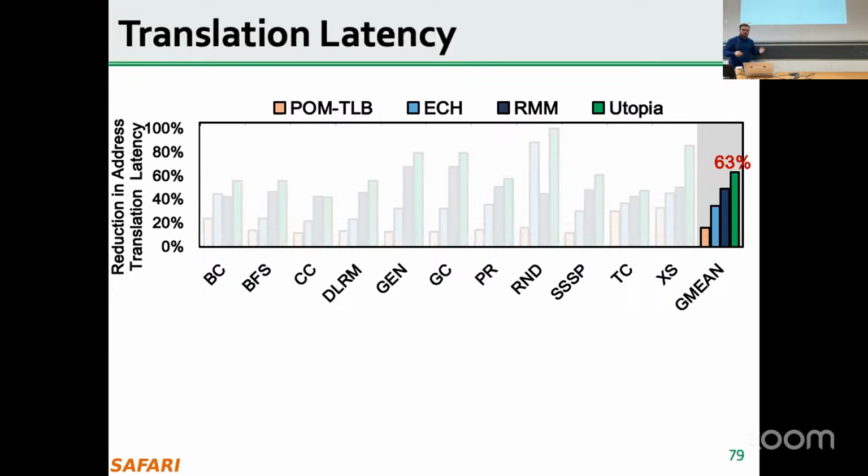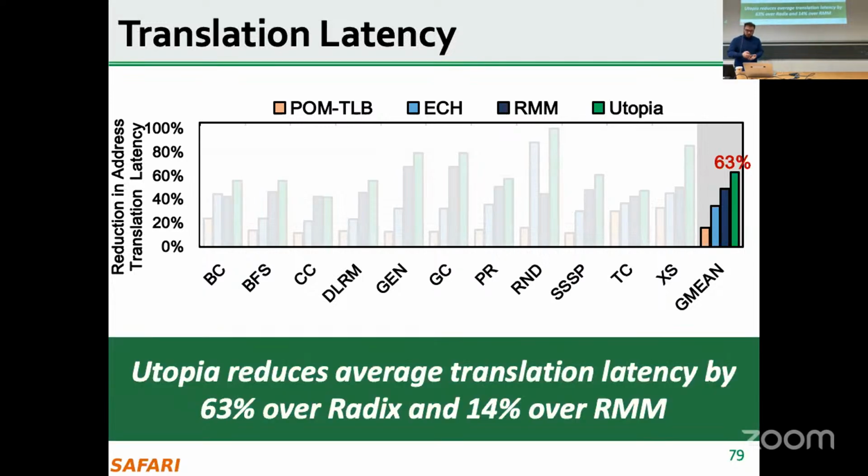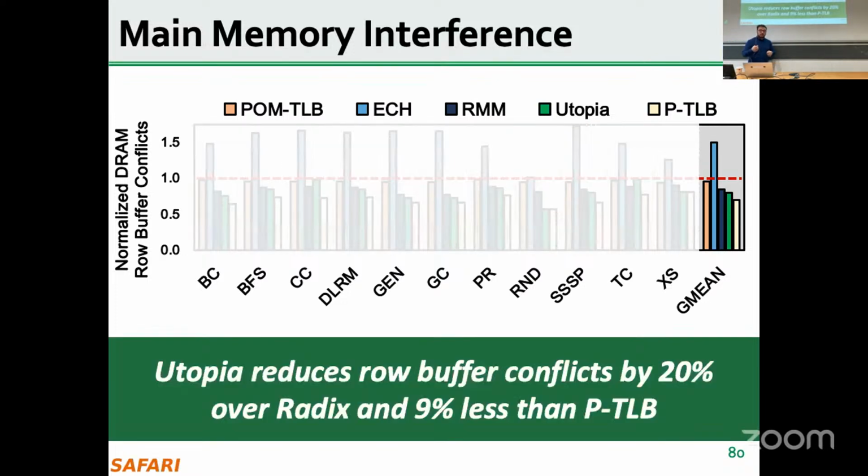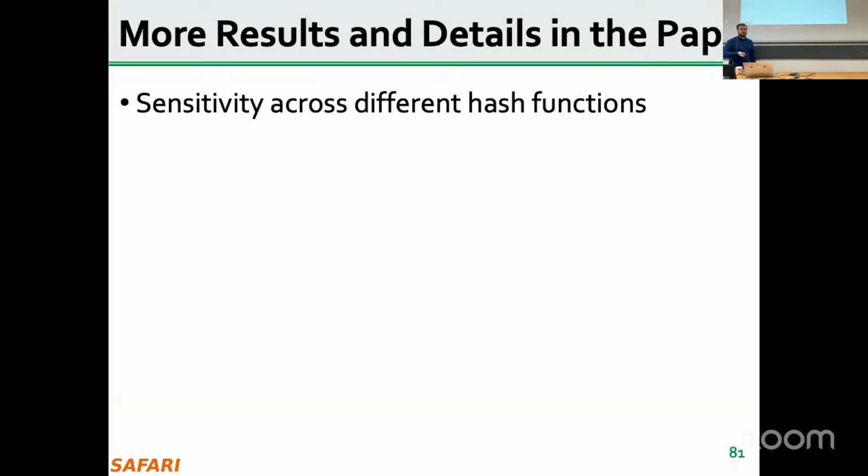Where does this performance speedup come from? From reducing translation latency. Utopia reduces the average translation latency by 63% over radix and 14% over the redundant memory mapping scheme. And what about the memory interference that I talked about in the beginning? In the y-axis, we show the normalized DRAM row buffer conflicts of the baseline system compared to all the schemes. And we demonstrate that with Utopia, you can reduce the row buffer conflicts by 20%, 9% less than what the perfect TLB achieves, which means that with Utopia, you could use it not just to accelerate address translation, but to also not hurt the locality that you might find in the DRAM when other processes are running at the same time. There are many more results and details in the paper.